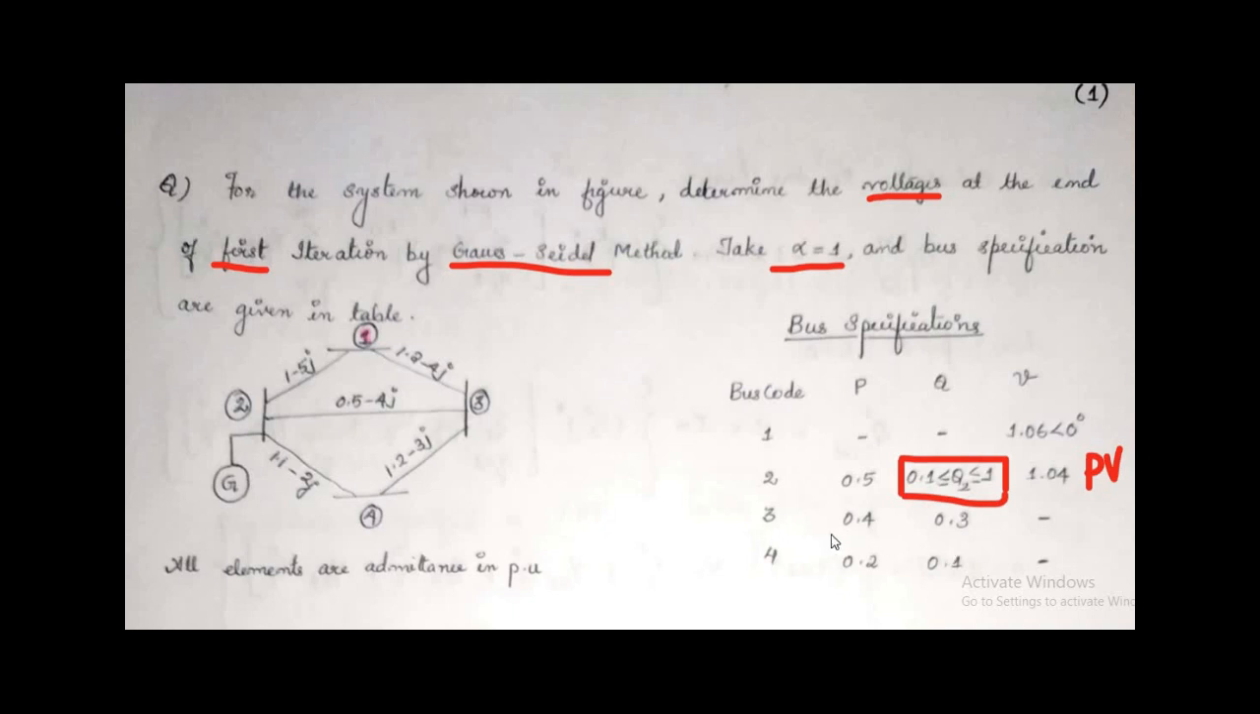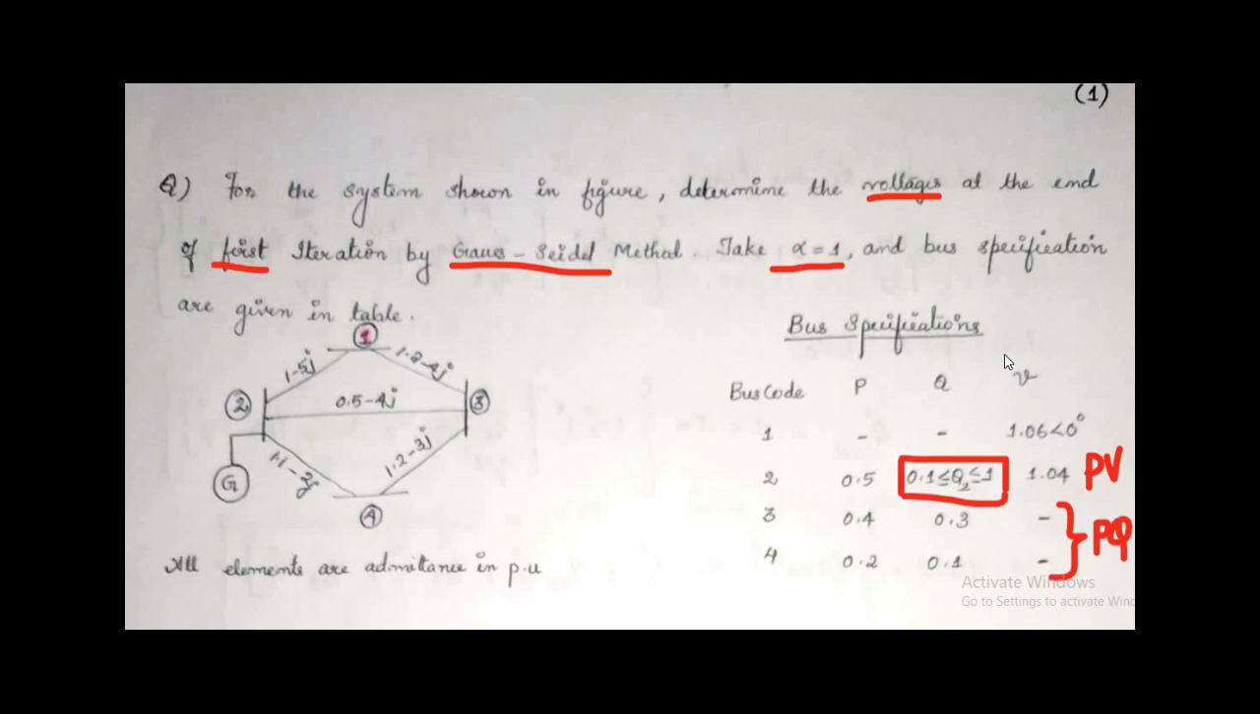Now next, third bus. Active power P is specified, reactive power Q is specified. Fourth bus. Active power P is specified, reactive power Q is specified. So what about these two buses? These two buses come under what? It is load bus, otherwise called PQ bus. Okay, so first one is a slack bus, second one is a PV bus or generator bus, third and fourth ones are load buses, or rather PQ buses. So this is the abstract of our question.